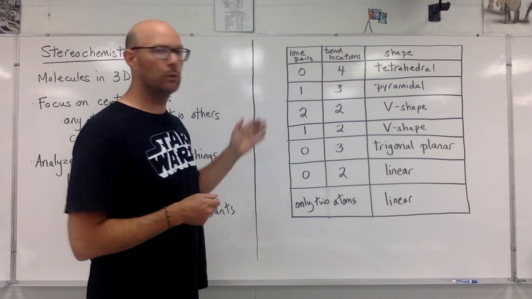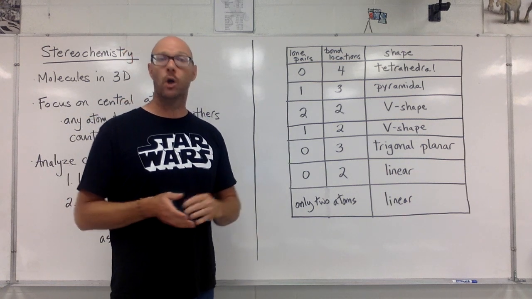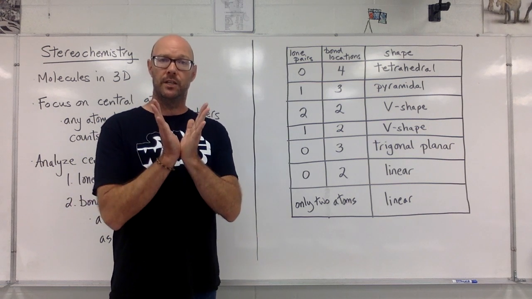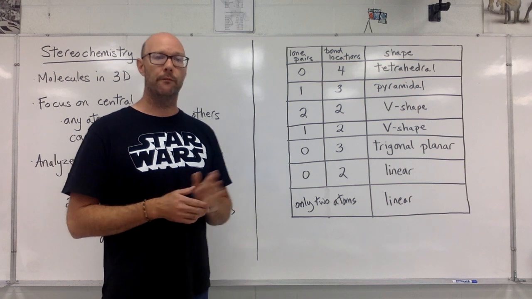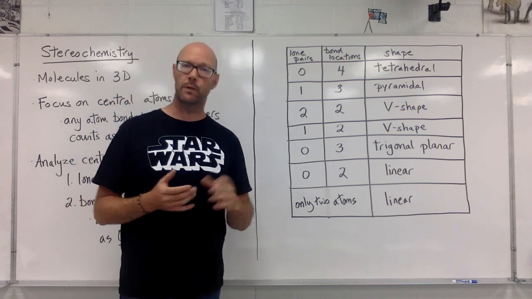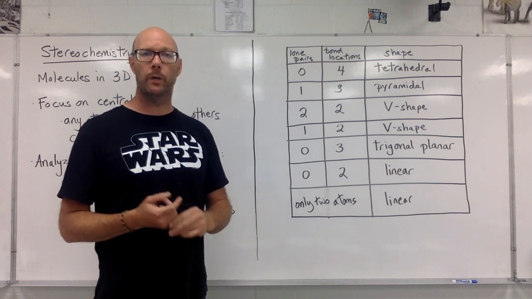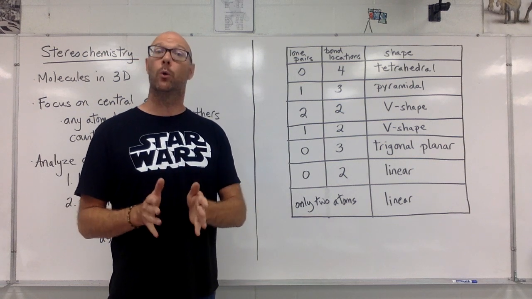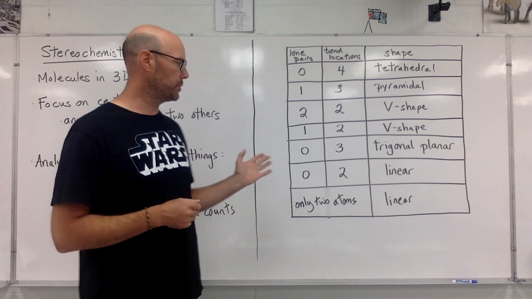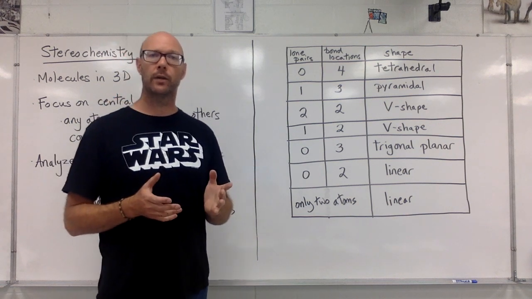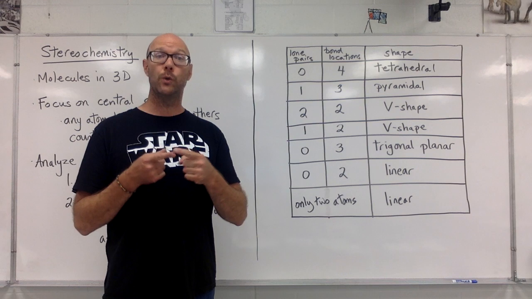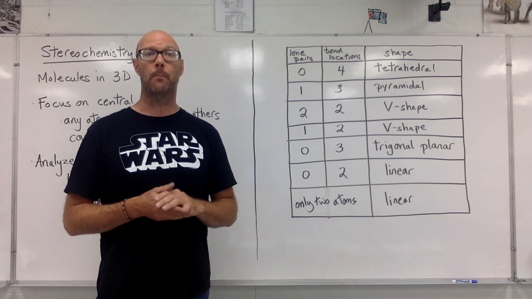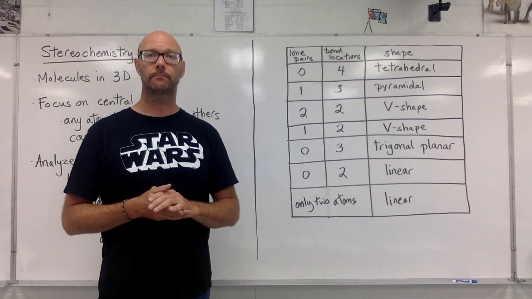If we have 2 lone pairs and 2 bond locations, or also 1 lone pair and 2 bond locations, it's going to give us V-shape. If we have 0 lone pairs and 3 bond locations, that's a shape that we call trigonal planar, not triangular, trigonal, a little bit different. If there's 0 lone pairs and 2 bond locations, or if there are only 2 atoms and there is not a central atom, we're going to end up with a linear molecule, all in a line.